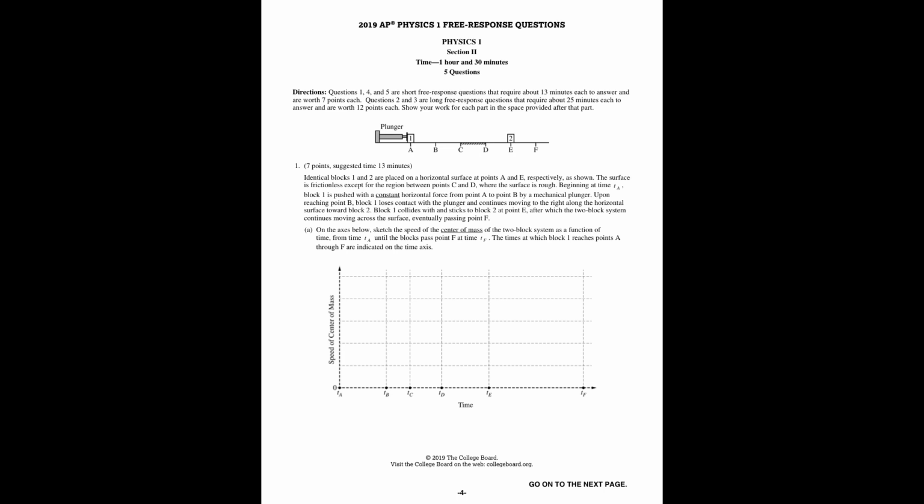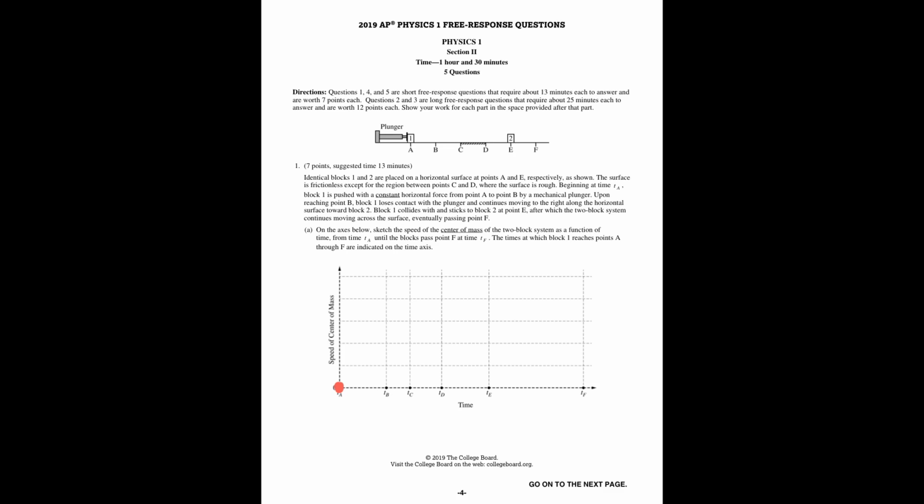And for part A, we are asked to, on the axes below, sketch the speed of the center of mass of the two-block system as a function of time from TA until the blocks pass point F at time TF. The times at which block 1 reaches points A through F are indicated on the time axis. So this is a graph of the center of mass of the two-block system as a function of time. Initially, I know that both blocks are at rest. So the center of mass has a speed of 0 starting off at time TA.